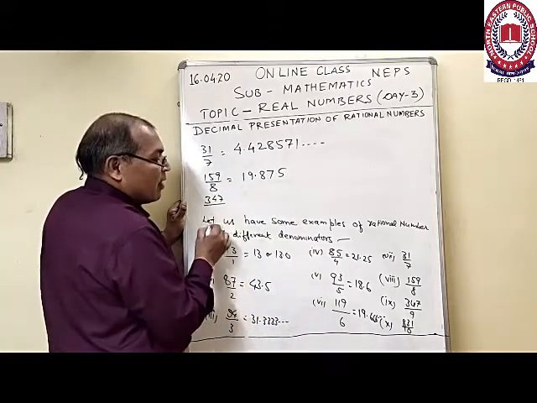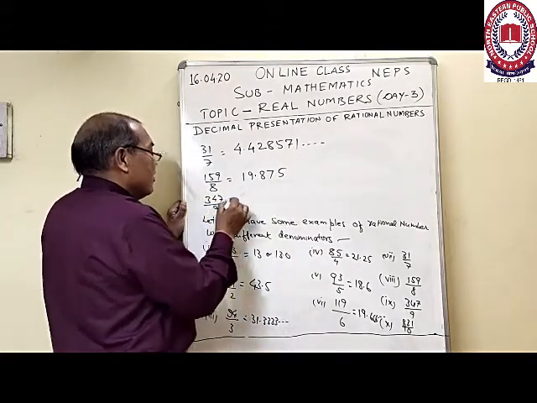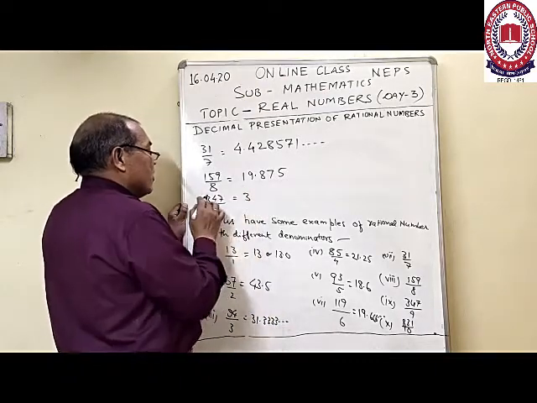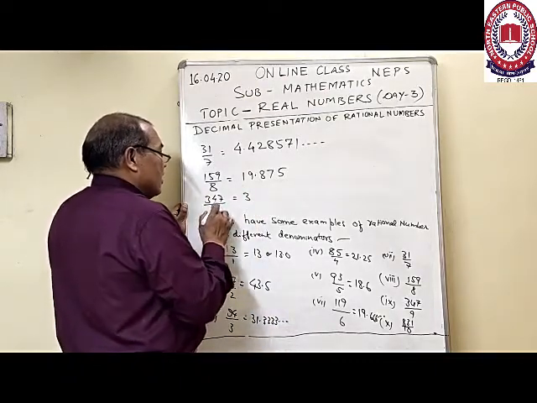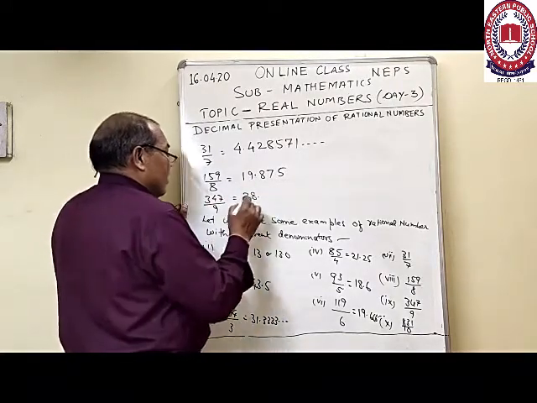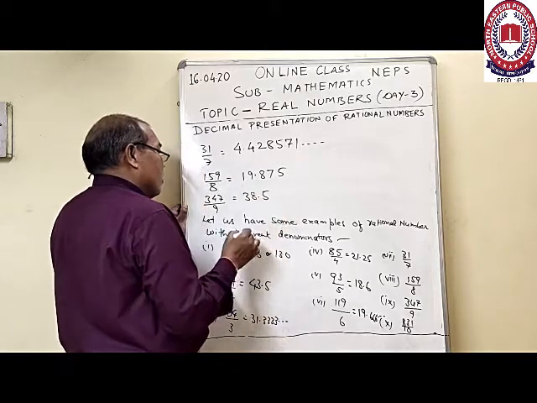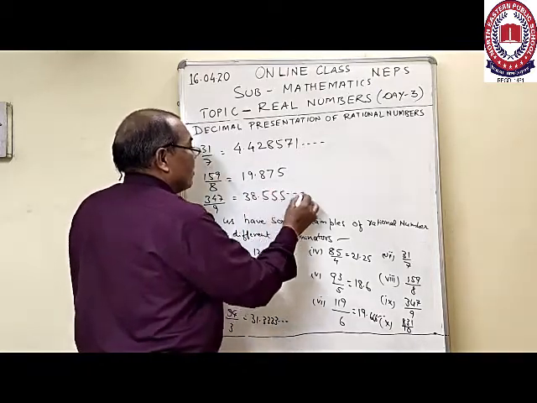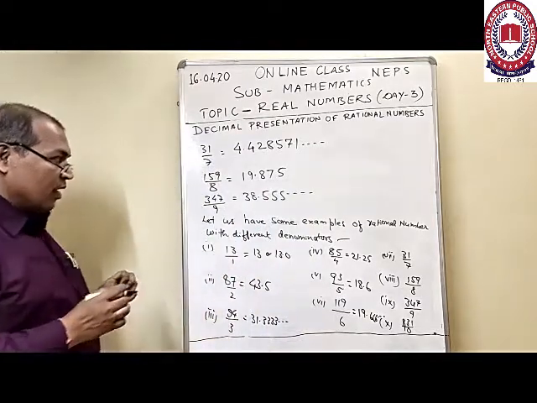347 upon 9. 9 times 3 is 27, remainder 7. Then 9 times 8 is 72, remainder 5. 9 times 5 is 45, remainder 5. 9 times 5 is 45, remainder 5. This will continue likewise.